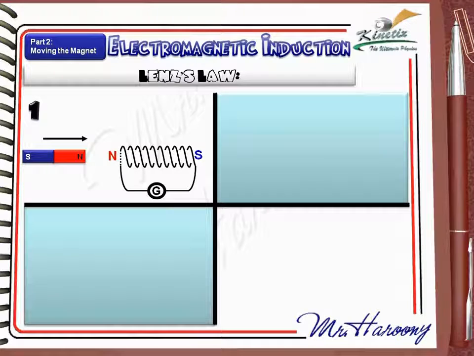With the aid of right-hand grip rule, the current will be in the direction shown by the right hand fingers when the thumb points with the north.